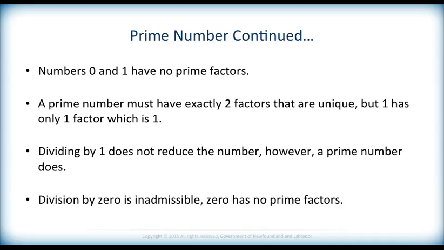Dividing by 1 does not reduce the number. However, a prime number does. For an example, 2, 3, and 5. Those will reduce a number further. And lastly, division by 0 is impossible. 0 has absolutely no prime factors.